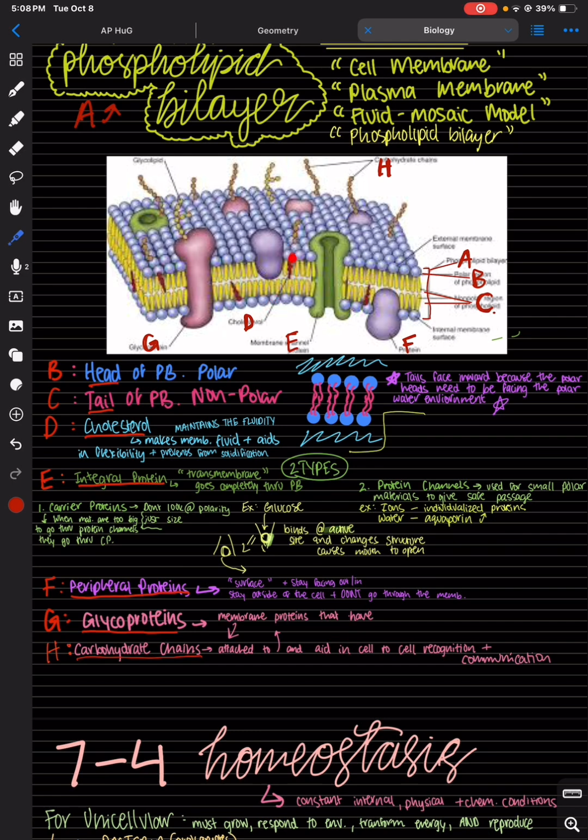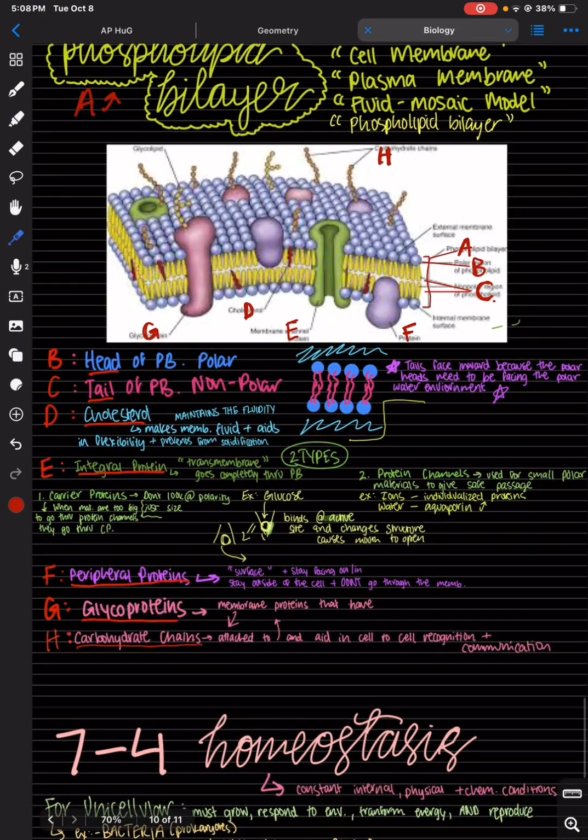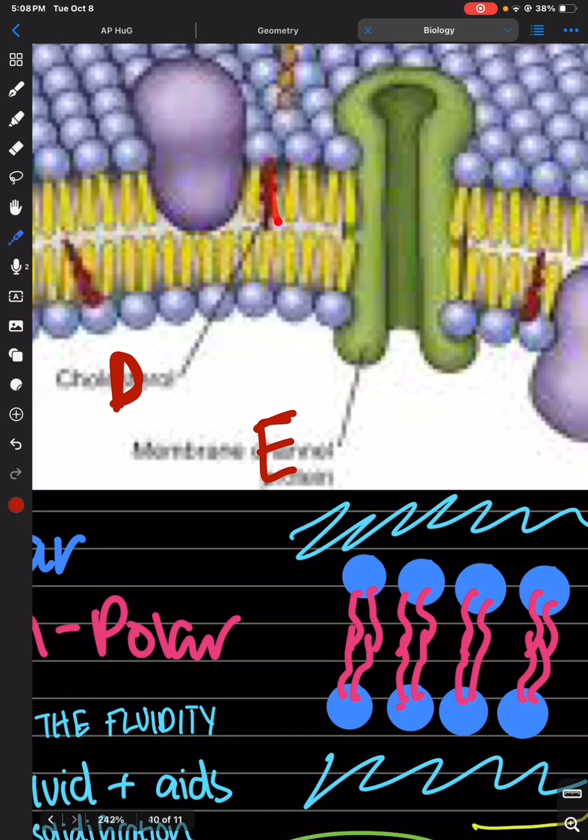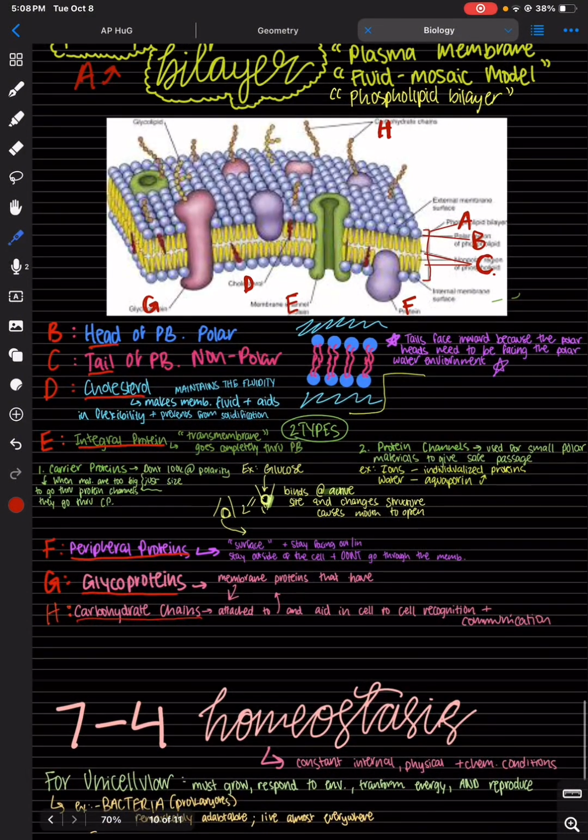D are these little line thingies. They are called cholesterol. These things maintain the fluidity of the phospholipid bilayer, they make the membrane fluid and they aid in flexibility. They prevent it from solidifying. Actually, sorry, they're not moving. These cholesterol make gaps in between the whole phospholipid bilayer, which does not allow it to freeze or solidify.